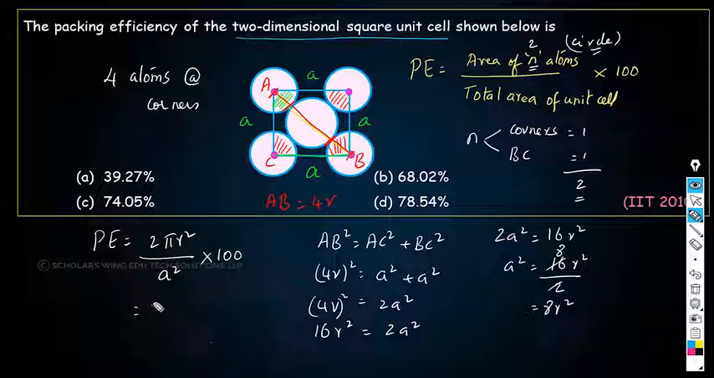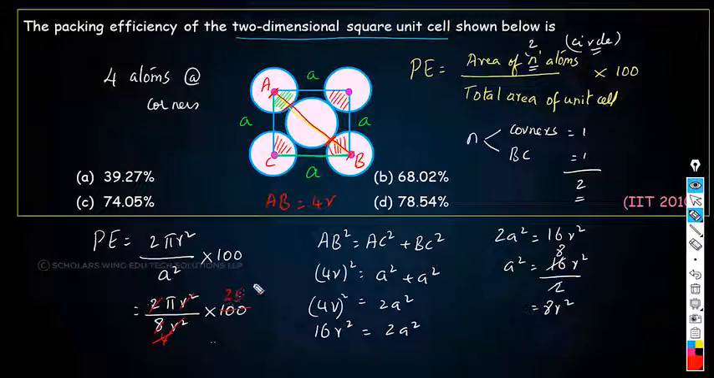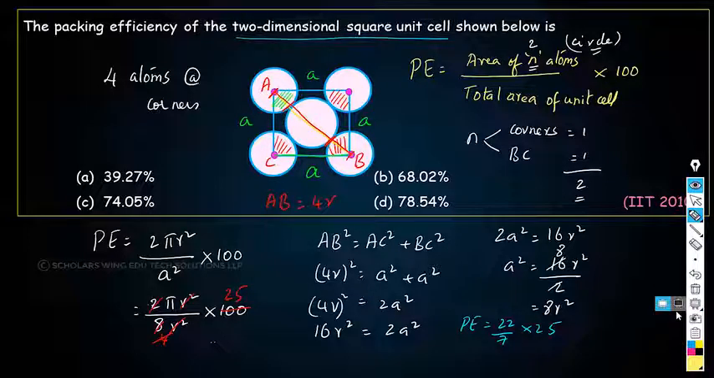So now here we have 2 pi r square by, in place of a square, 8r square, into 100. Are you clear? Very good. So we can cancel r square and r square. 2 ones are 2, 2 fours are 8, 4 ones are 4, 25s are 100. And if you multiply now, we have packing efficiency equal to pi, that is 22 by 7, into 25. You multiply this, you will get 78.54. So the right answer is D.